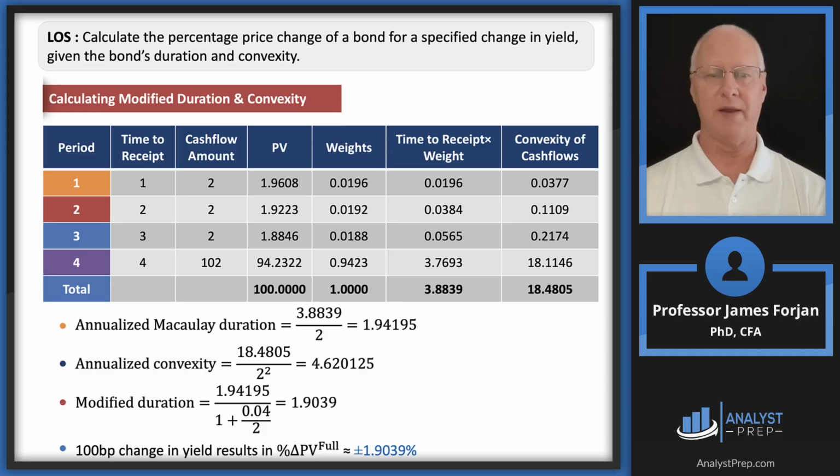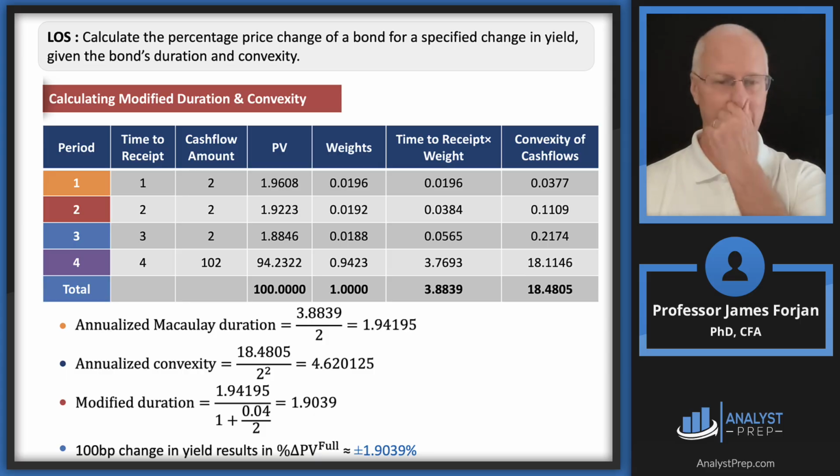So we need to divide by 2 to get the annualized Macaulay duration. We need to divide by 2 squared to get the annualized convexity. So 194, 4.620. Then we can, of course, take the present value. Remember I said this before. The present value of the Macaulay duration gives us modified duration.